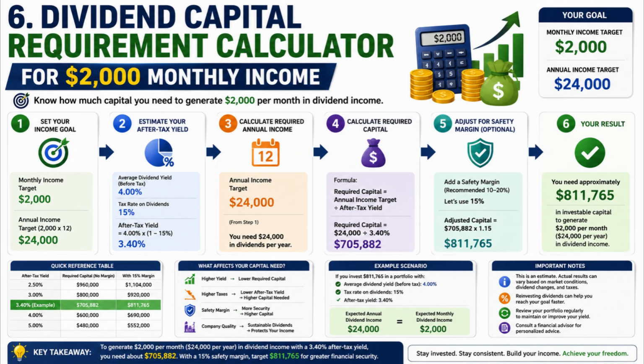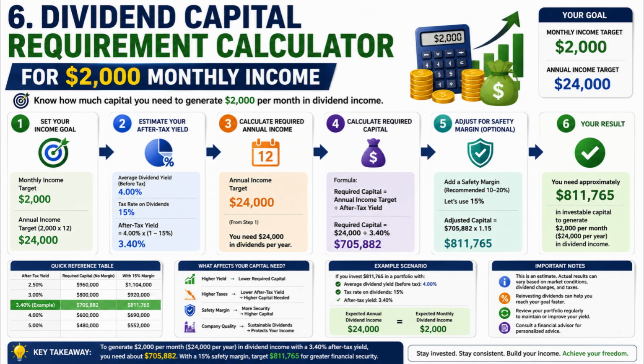Next, estimate the portfolio's expected after-tax dividend yield. In this example, the average dividend yield before tax is 4%, while the assumed tax rate on dividend income is 15%. To calculate the after-tax yield, multiply 4% by 1 minus the 15% tax rate. Therefore, the calculation becomes 4% multiplied by 85%, which produces an estimated after-tax dividend yield of 3.4%. This means that after the assumed dividend taxes, the investor may keep approximately $3.40 of annual dividend income for every $100 invested.